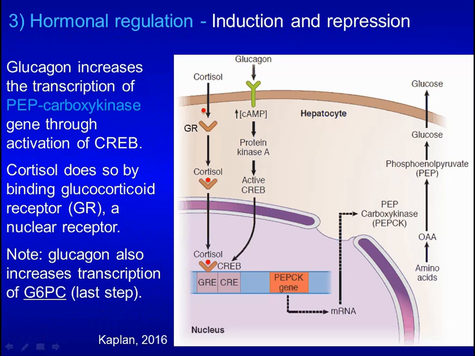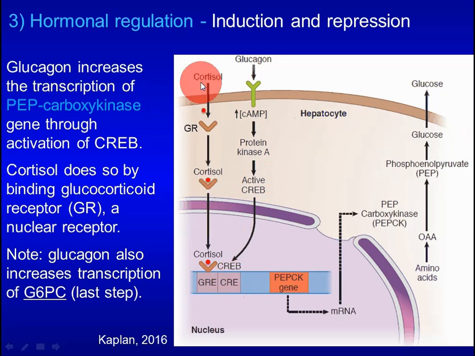Glucagon and cortisol increase transcription of PEPCK and G6PC genes. Glucagon binds glucagon receptor and activates a signaling pathway which leads to activation of transcription factor CREB. CREB binds the enhancer of PEPCK gene.